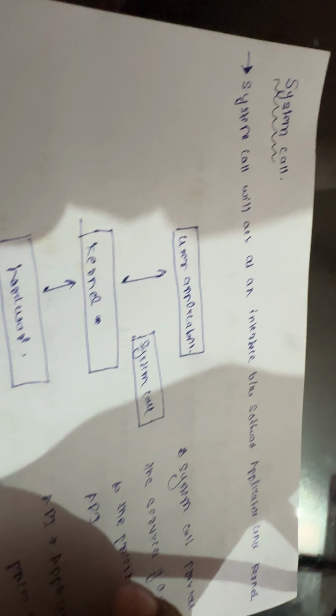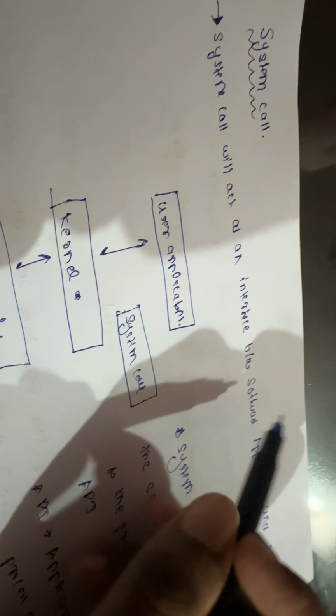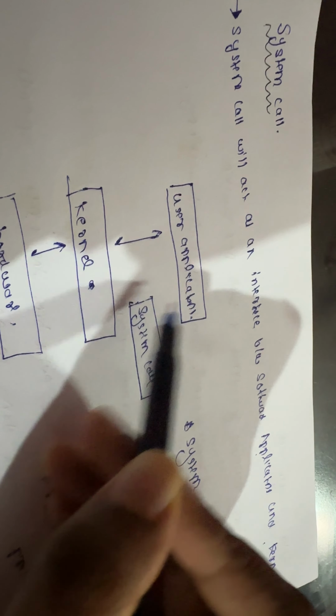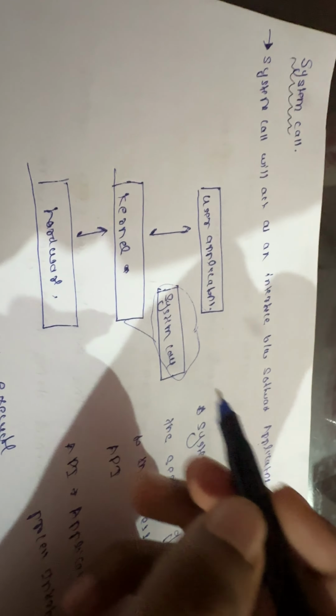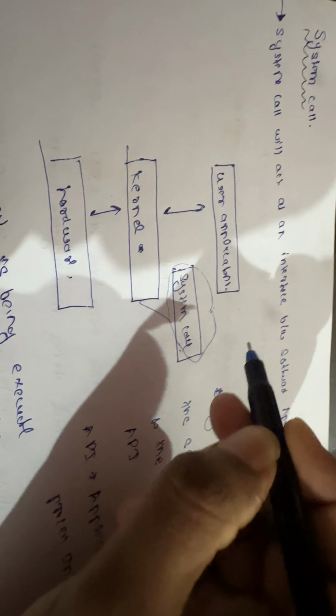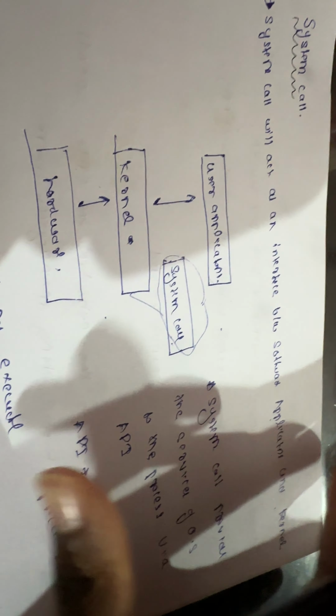What are system calls? A system call is something which acts as an interface between the software applications and the kernel. Between the software applications and the kernel, the interface acting here is considered to be the system call. So this is an interface which is between these applications and the kernel.